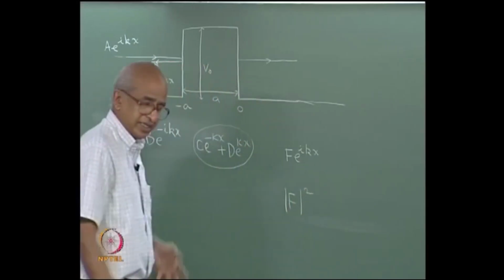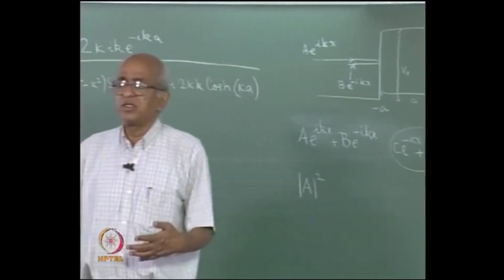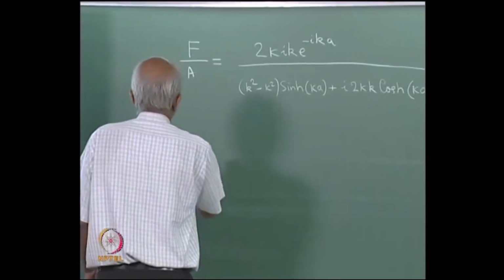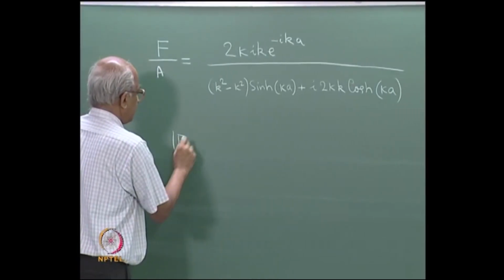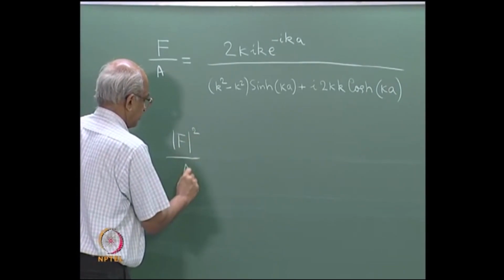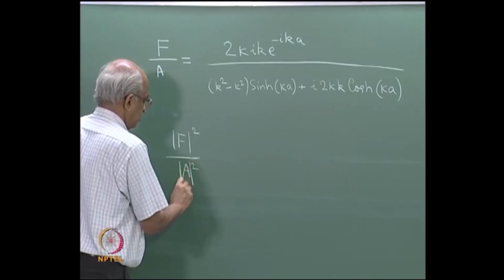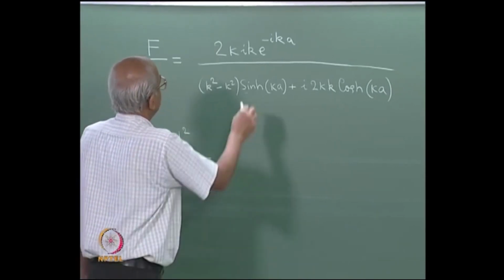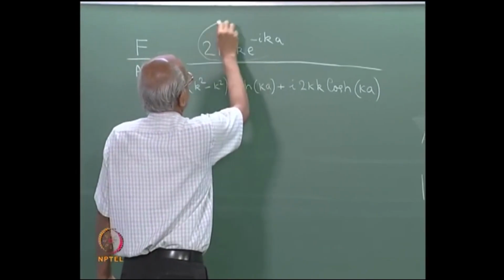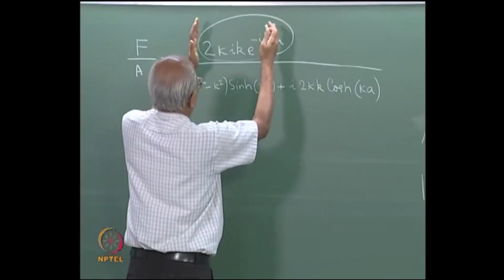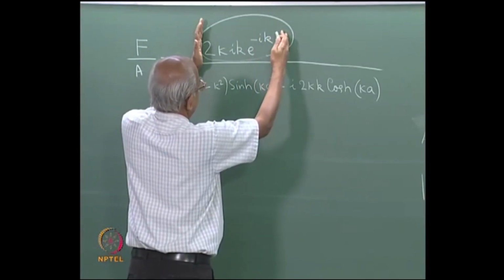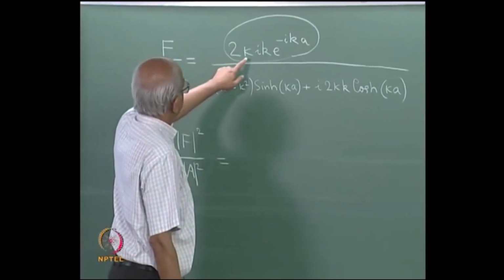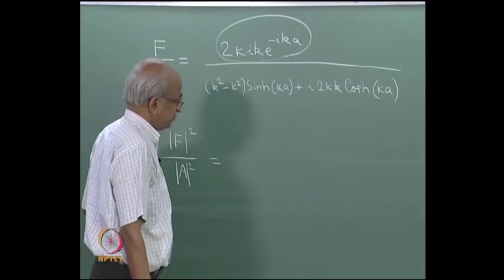So therefore, the transmission coefficient or the tunneling probability for the particle will be given by magnitude of F square divided by magnitude of A square. And so therefore, I want to calculate this. How will I calculate this? Well, you see, I shall calculate the magnitude squared of that quantity and divide it by the magnitude squared of that quantity. That is all that I need to do. So let me first calculate the magnitude square of this quantity.